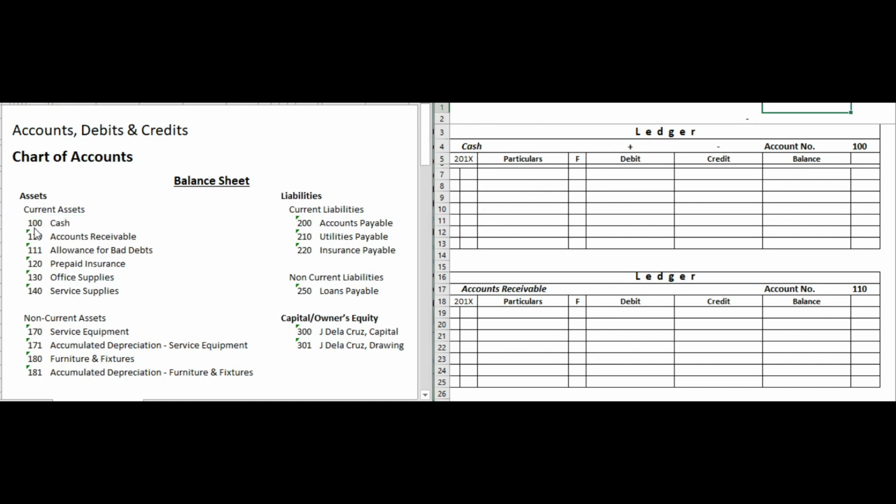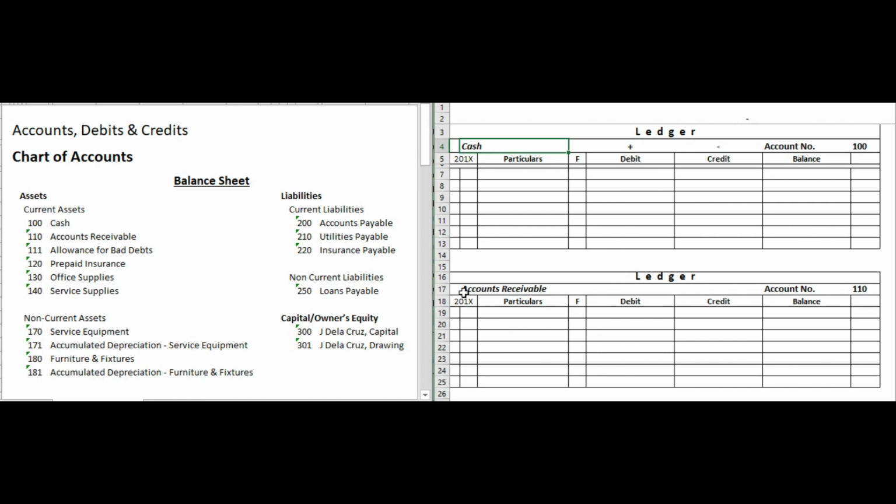First, we have cash. Let's create cash, and then the account number, which is 100. It is blank at first. Of course, it has a date, for example the year 20x1, and then the particulars, reference, debit, credit, and balance.